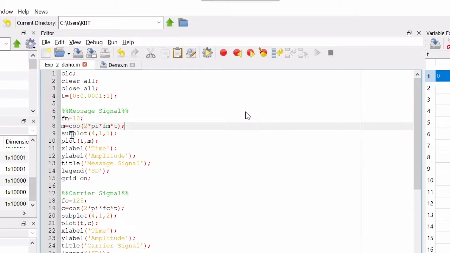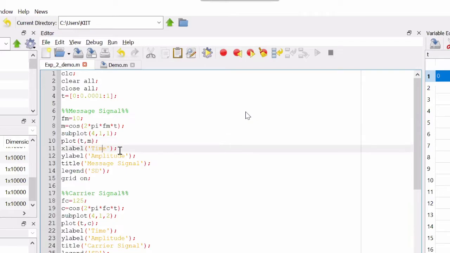And now comes the subplot. In total, I want 4 plots: the first to be the message signal, the second the carrier signal, the third the FM modulated signal, and the fourth the demodulated signal. That's why four, in total 4 plots in one column. This is the first plot; the last entry says that this is the first plot. What is the first plot? The message signal plot. In the previous class, we had done only up to this point.